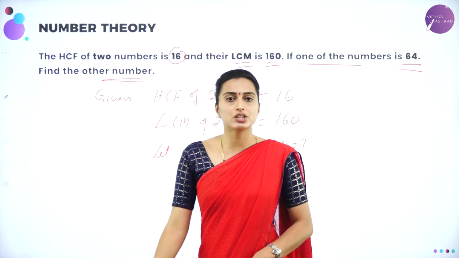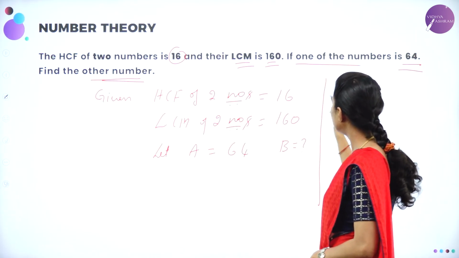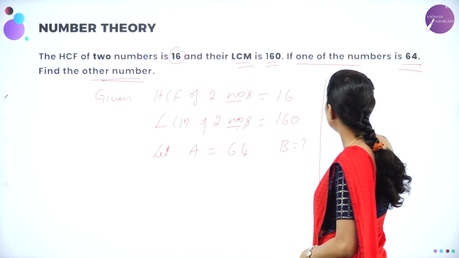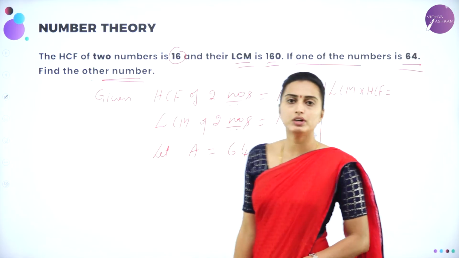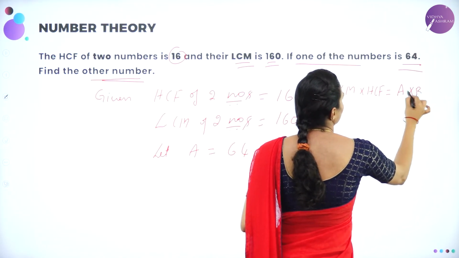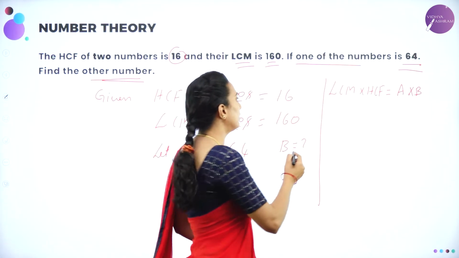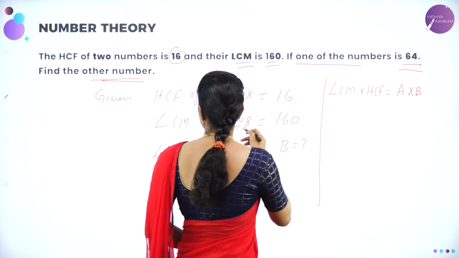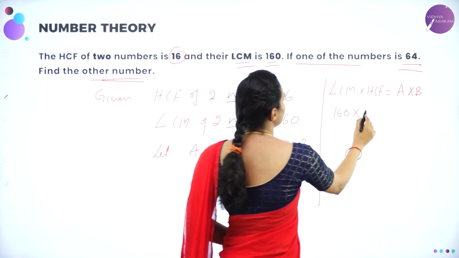So what is the relation you are going to have? See, the relation is LCM into HCF is equal to A into B, isn't it? We already know LCM and HCF, so substitute there. What is LCM? LCM is 160 into HCF, which is 16.